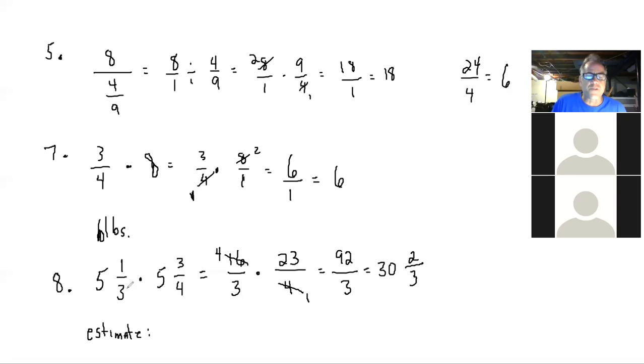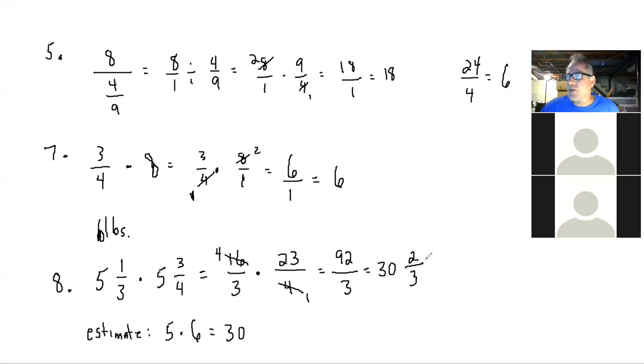Well, I look at the third. It's a question of, is this a half or more, the fractional part, or is it less? Well, a third is less than a half. So I'll estimate 5. But here, 3/4 is more than a half. So I'll estimate that as 6. And my estimate here is going to be 30. The actual answer was 30 2/3.